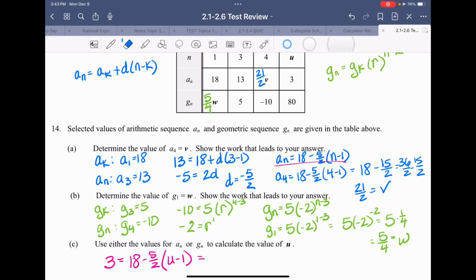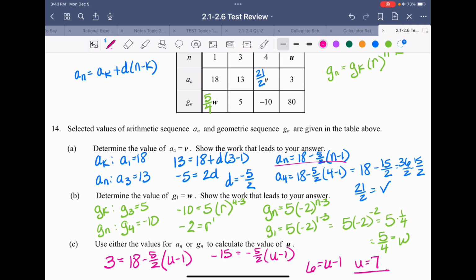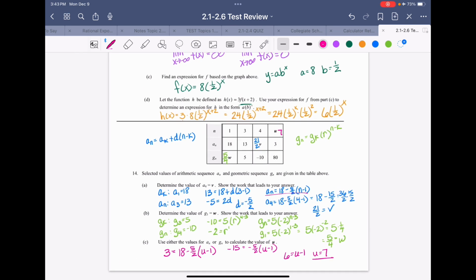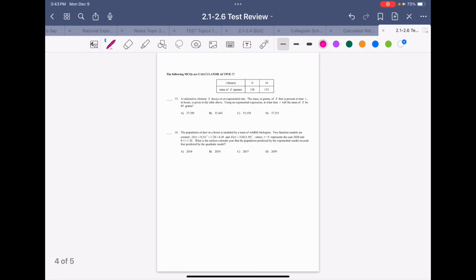So if I subtract 18 from both sides, I'm going to get negative 15 equals negative 5 halves times U minus 1. So then if I multiply by the reciprocal, that'll give me 6 equals U minus 1. So U is equal to 7. Those numbers were not that pretty, but you can handle it. I'm not worried about it.